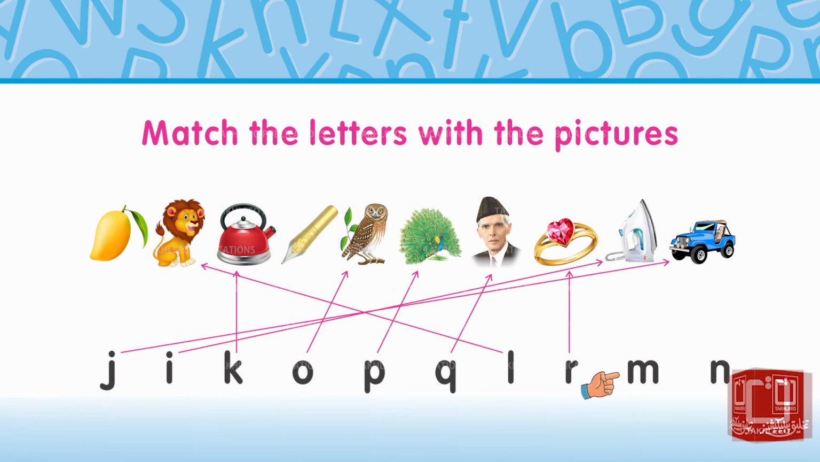M stands for mango. Mango is the first picture in the first row. So we match M with the picture of a mango.